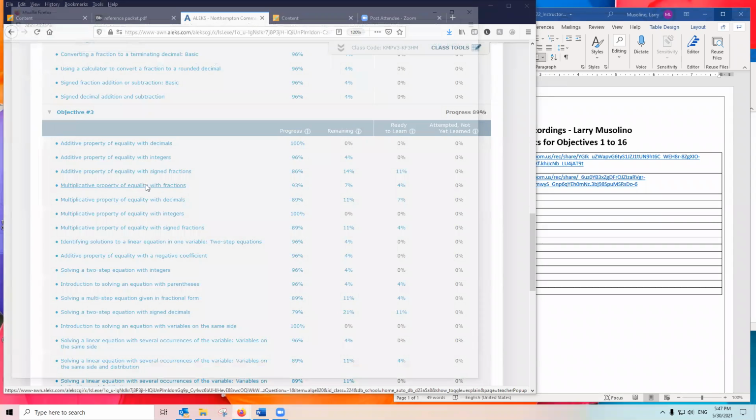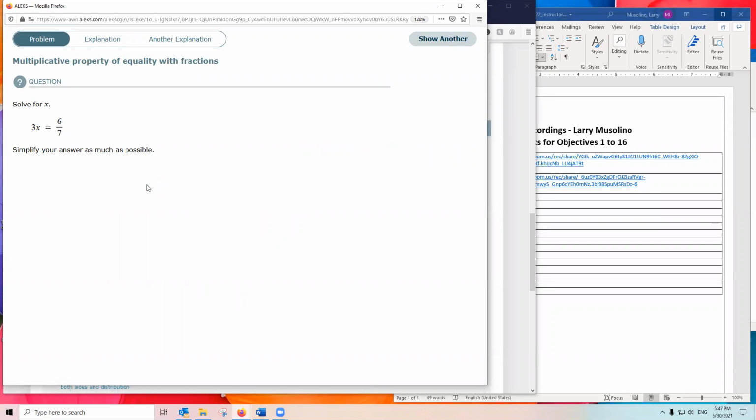Let's do an example with fractions in it. Here's an example that is asking me to solve for x. So it has 3x equals 6/7. Well, I know I want to get this x by itself. Right now, x is being multiplied by 3. Well, to get rid of a multiplication, we use division. So I'm going to divide both sides by 3. On the left side, multiplying by 3, dividing by 3 cancels out.